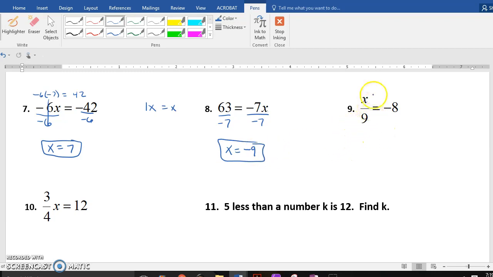Okay, number 9. X is linked to 9 here by division, right? So to undo division, we multiply. And if you think about it, if I multiply this side by 9, that would give me 9x over 9. And what does 9 divided by 9 simplify to? X. So these basically cancel each other out and leave me with x. Whatever I do to the left side, I do to the right side. Negative 8 times 9 is negative 72. And we are done.